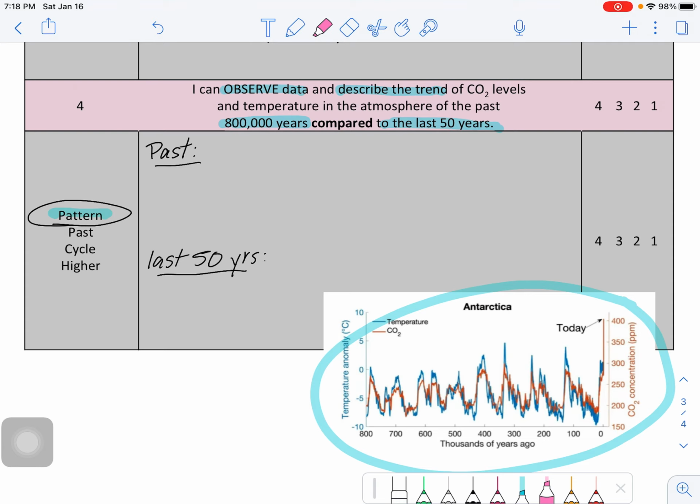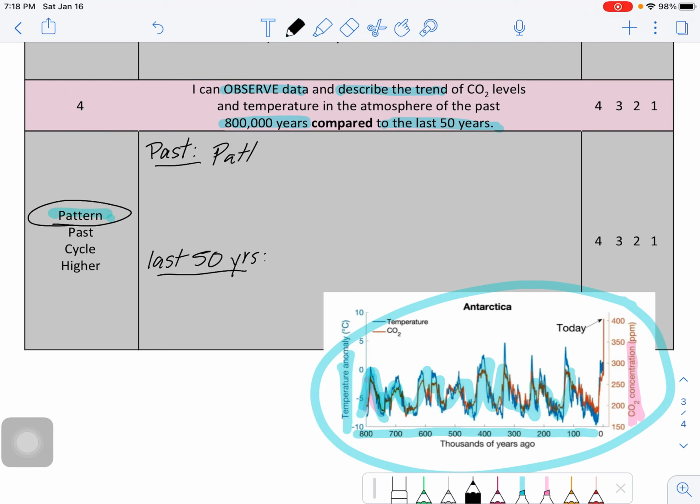So CO2 and temperature, CO2 is in orange here and temperature is in blue. So we see they're pretty close together. If temperature, or excuse me, if CO2 goes up, temperature goes up, right? If CO2 goes down, temperature goes down, and so on. So for this past section, we want to describe the pattern as this up and down or varied, right? So we want to start with something like that.